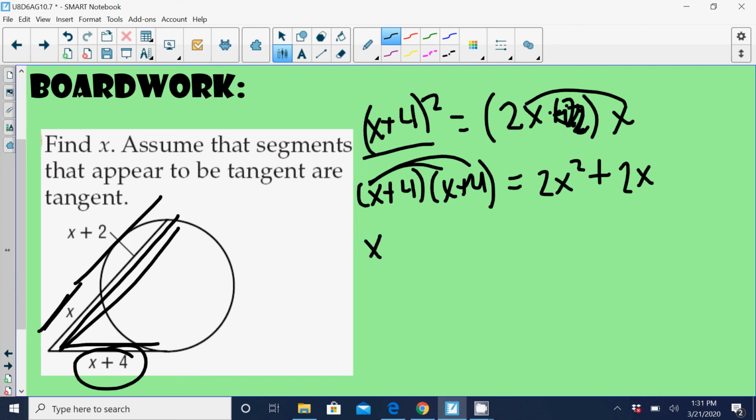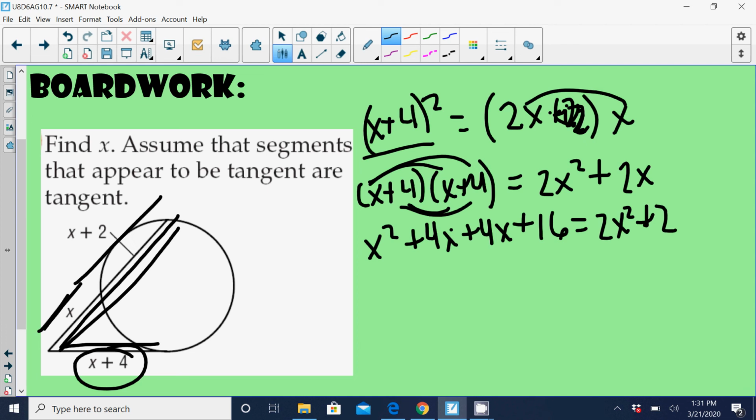x times x gives me an x squared. x times 4 gives me 4x. Next, I want to take the 4 through, so I get 4x plus 4 times 4 gives me 16. The other side, I have that 2x squared plus 2x. From here, I'm going to start subtracting this x squared. If I combine these two, I end up with an 8x.